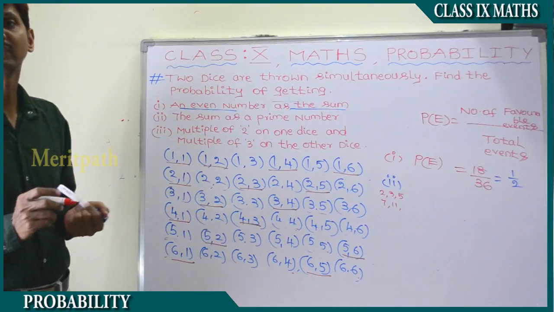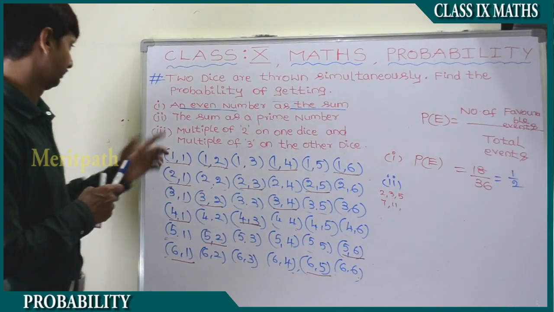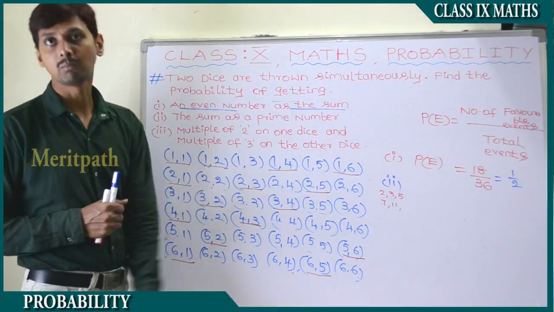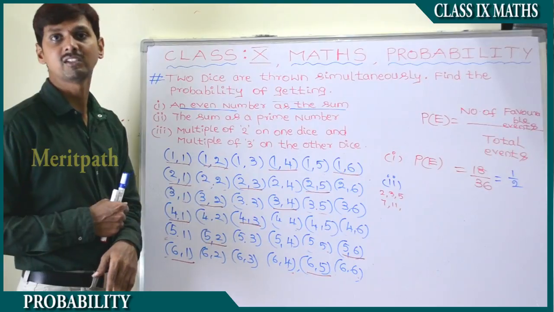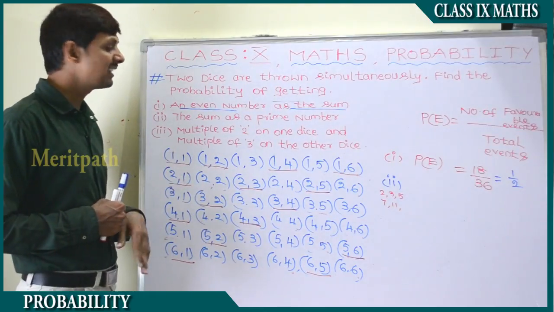So these are the prime numbers we got, prime numbers as a sum. Here we got all the situations where the sum is a prime number.